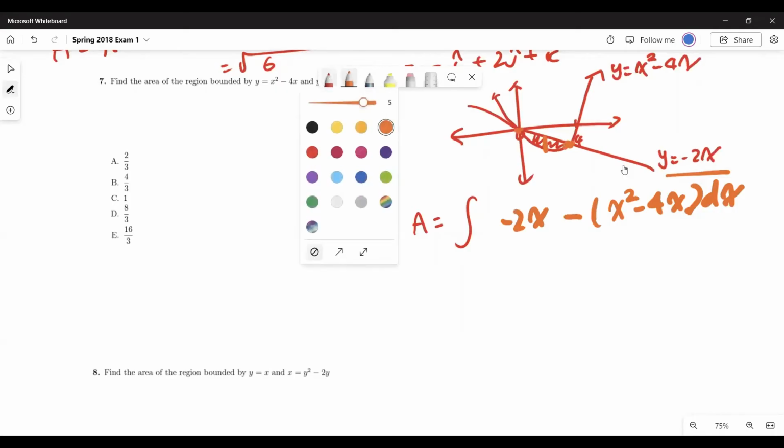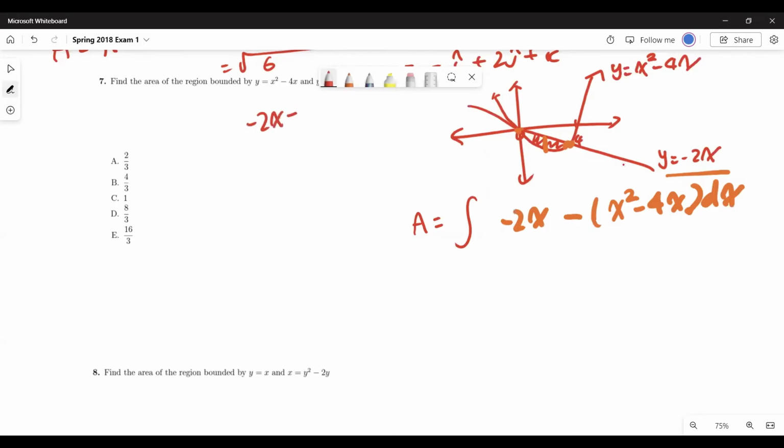And in order to find the intersection point, you set those two equal to each other. So negative 2x equals x squared minus 4x. This becomes x squared minus 2x equals 0. So 0 equals x times (x minus 2). So the intersection points are 0 and 2. And we are integrating from 0 to 2.